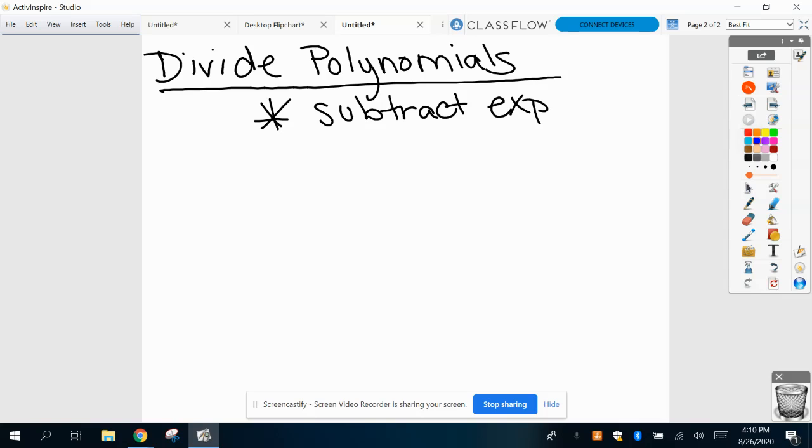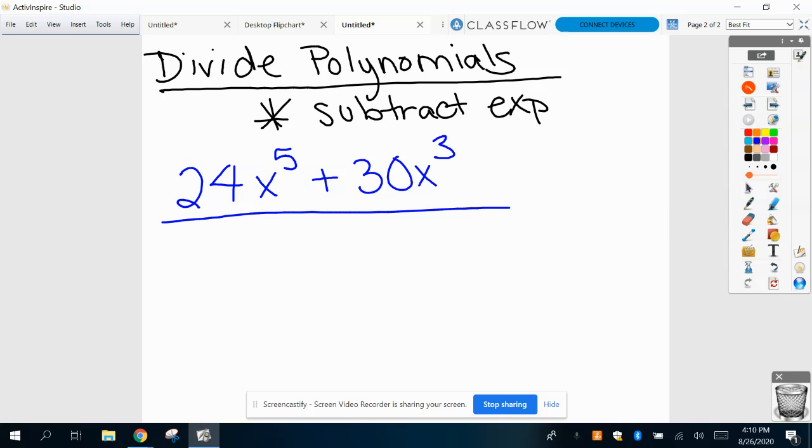So option 1, let's say we have something like 24x to the 5th plus 30x to the 3rd, and we're going to divide this all by 2x squared. When we are dividing with polynomials, all we are really going to do is take the denominator, which is the bottom of the fraction, and write it under each term in the numerator. So underneath each piece in the top. So this gets a 2x squared and this gets a 2x squared.